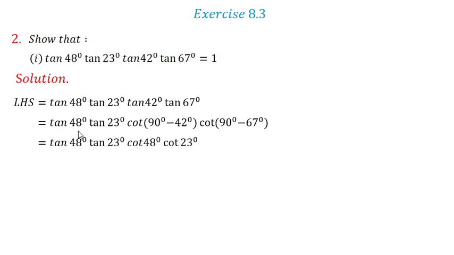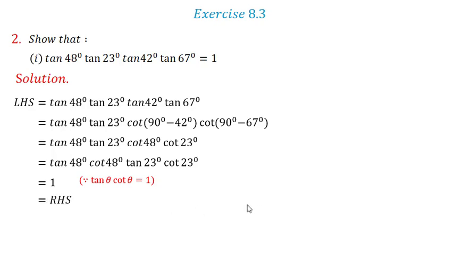So what I will get? I will get tan 48 into tan 23 into cot 48 into cot 23. Now tan 48 and cot 48 I will write together, and tan 23 and cot 23 I will write together. Tan theta into cot theta gives me answer as 1 because they are reciprocal of each other. Tan theta is 1 upon cot theta. So tan theta into cot theta gives me answer as 1. So tan 48 degree into cot 48 degree, this is 1, and tan 23 degree into cot 23 degree, this is also 1. So 1 into 1 gives me answer as 1. So hence we have shown that tan 48 degree into tan 23 degree into tan 42 degree into tan 67 degree is equal to 1. Yes?